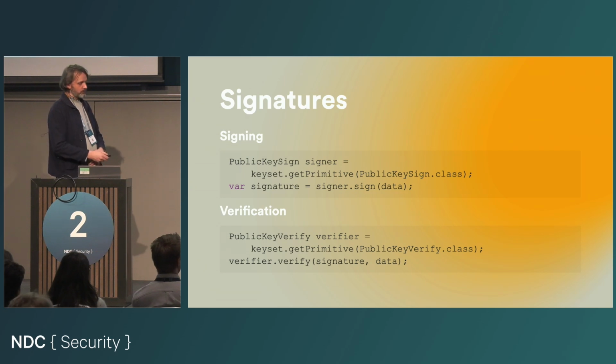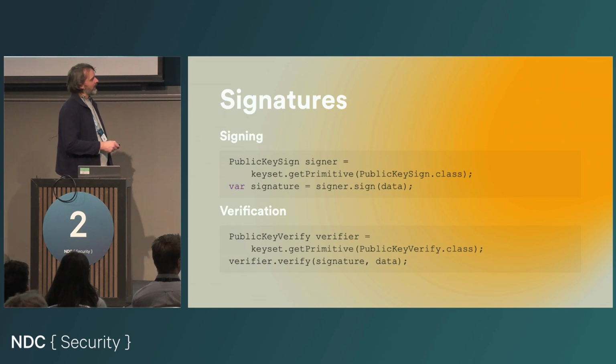So again, super easy in Tink, right? You just have your key set and you get this public key sign. So technically it's going to use the private key, but it's called public key because it's public key crypto. And then you just sign the data and you get back a signature. And then similarly to verify, you get a public key verify instance. So these are different. They're not just a generic signature class. And then you call verify.